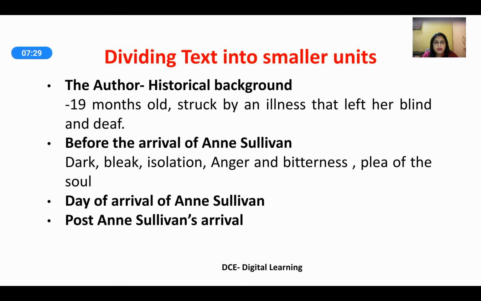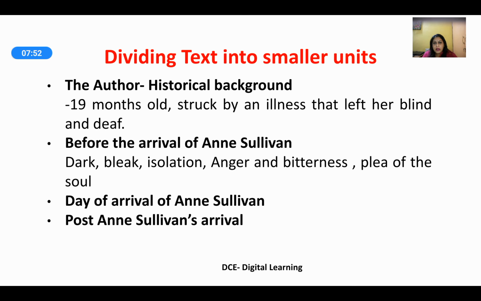Let us try to divide the text into smaller units for better comprehension. First, the author and the historical background. When the author, Helen Keller, was 19 months old, she was struck by an illness that left her blind and deaf. So this understanding of the background or the circumstances which led to her impairment is of utmost importance.